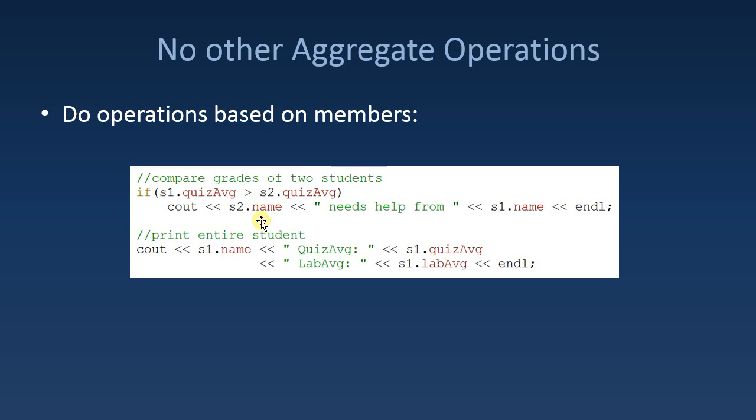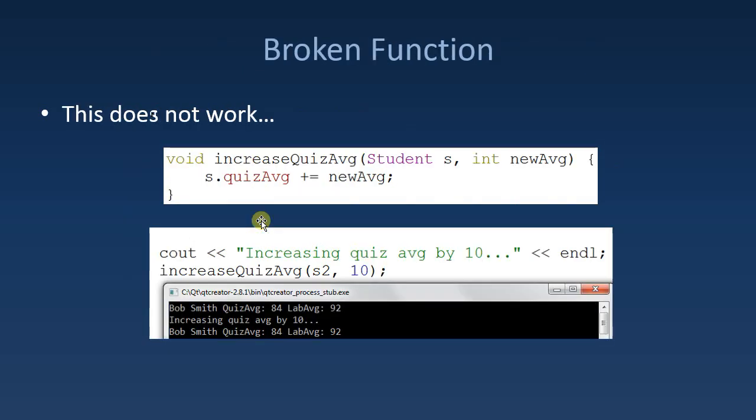Now we can use structs just like any other data type, so I can use them as parameters for functions, but I've got to be careful. So here is a broken function. Increase quiz average takes in a student and how much to increase their average by. So we're going to add the new average bonus to their existing quiz average.